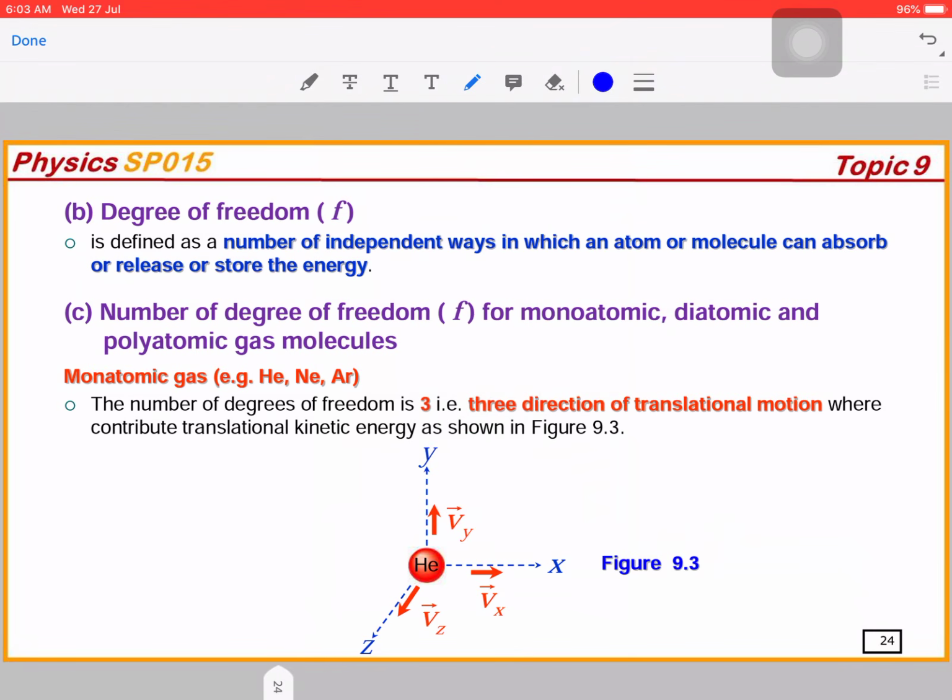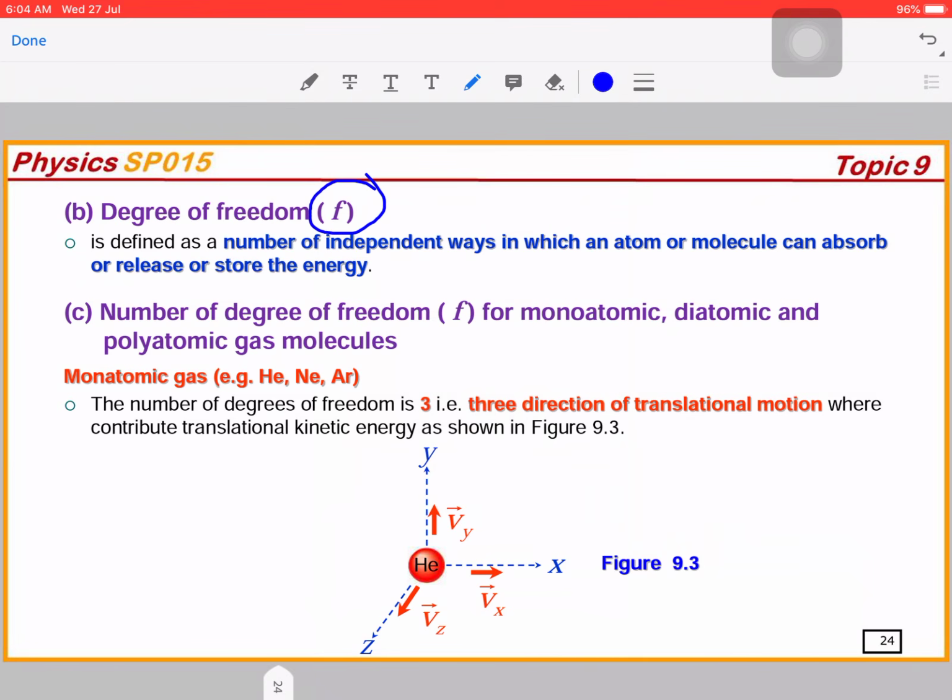Next, degree of freedom. Degree of freedom is defined as the number of independent ways in which an atom or molecule can absorb or release or store energy. So, the number of independent ways. Our symbol is f. Let's see the number of degrees of freedom f for monoatomic, diatomic and polyatomic gas molecules.